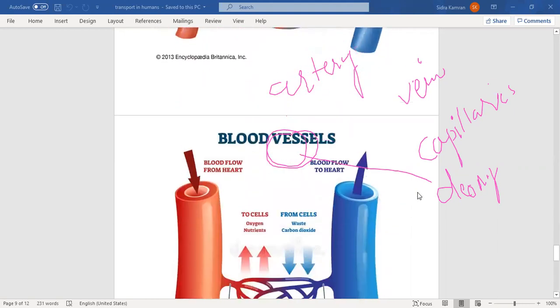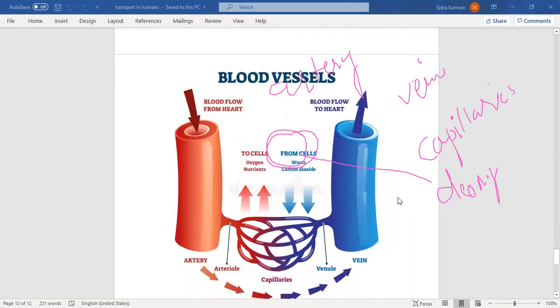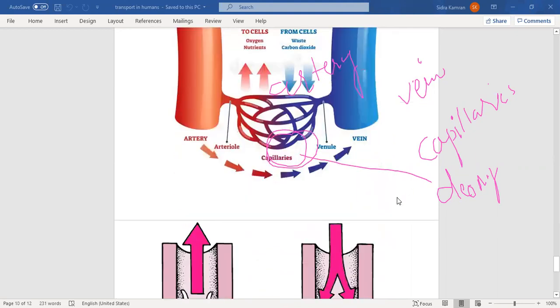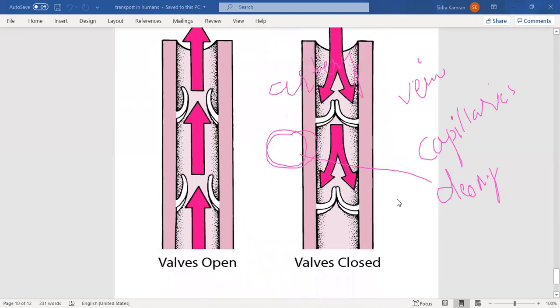In veins there are valves. These valves prevent the movement of blood in the opposite direction. Here you can see, when blood is moving upward, these valves close, and all the blood moves in the upward direction. Due to the closure of the valves, the blood cannot move in the backward direction.